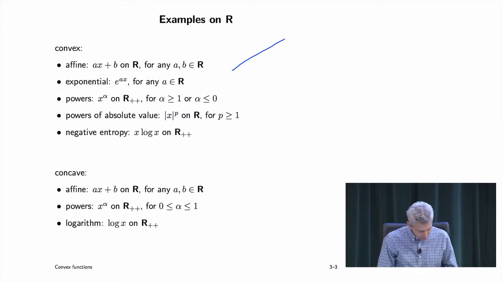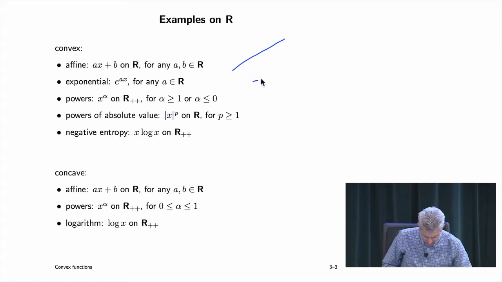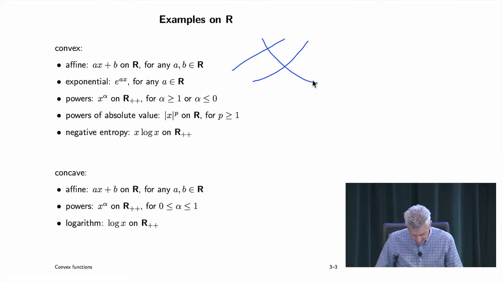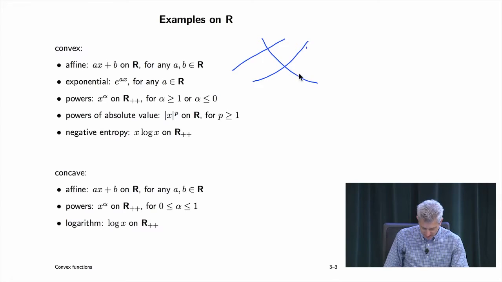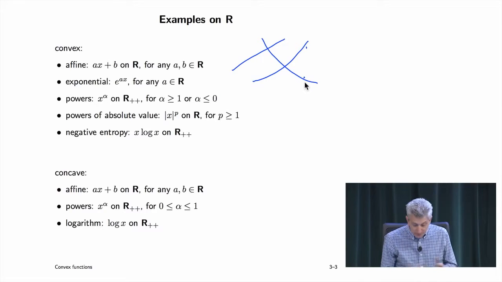Okay, exponential. These look either like that or like that. This is if a is positive, that's if a is negative. These are convex. The curvature is positive.